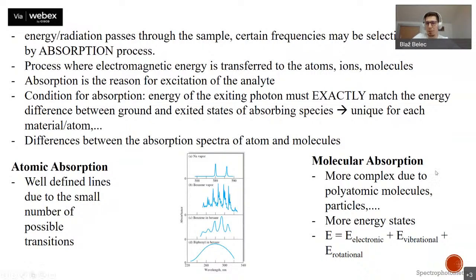And then we also have to think about the energies: vibrational energy between the bonds, electronic energy, and rotational energy. And we get a quite complex spectrum compared to atomic absorption. For instance, if we have a mixture of molecules, it could also happen that some peaks overlap, and analyzing such a spectrum is very difficult.